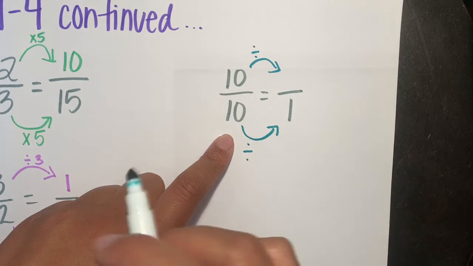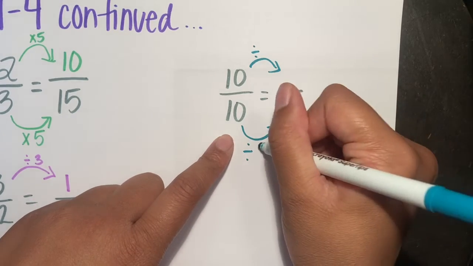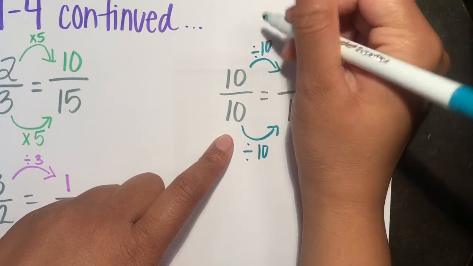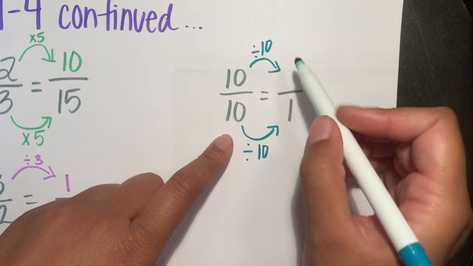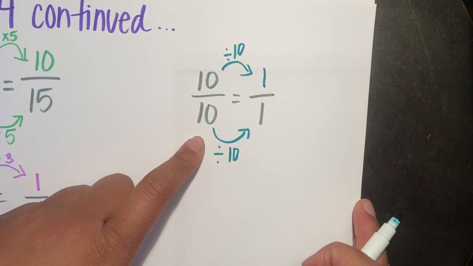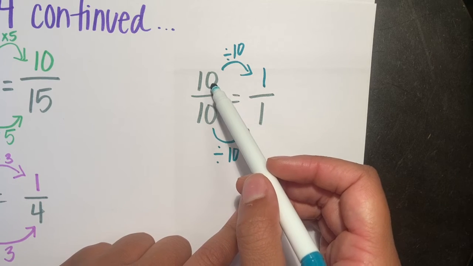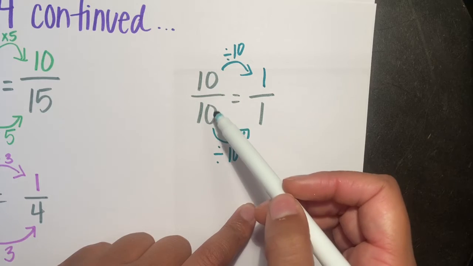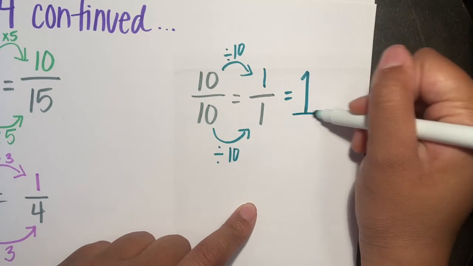10 divided by what would give me 1, or 1 times what would give me 10. Either way, our answer is 10. 10 divided by 10 gives me 1, which means that 10 divided by 10 on the top will also give me 1. Now, when you have a fraction that has the same number on the top as the bottom, the numerator and the denominator are the same number, this is equal to 1 whole.